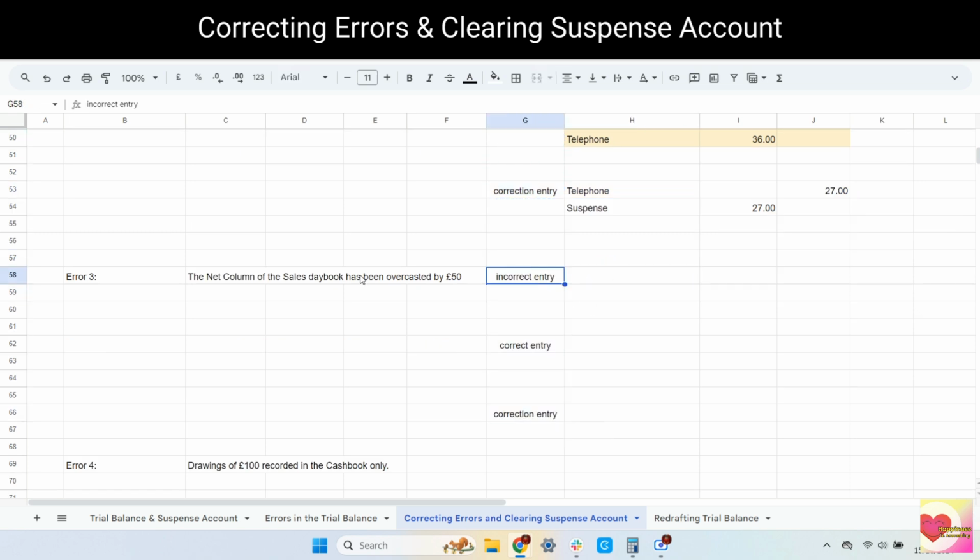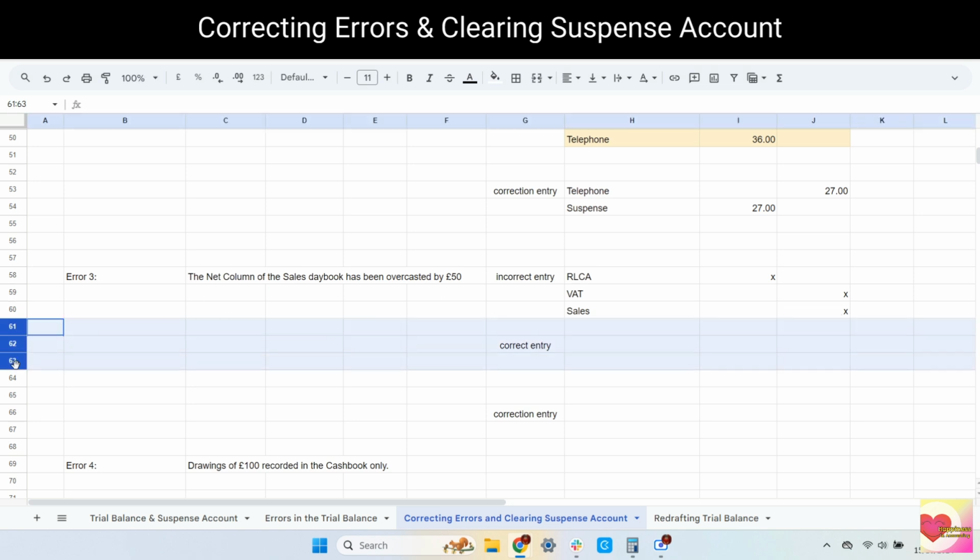Remember that sales daybook columns are transferred to RLCA, VAT, and sales account. But nothing mentioned about the RLCA, so it means it's correct, but we don't know the amount of the RLCA, so let's just put X in debit. Same for the VAT, let's just put X in credit. For the sales account, we don't know the original amount as well, so let's put X in credit.